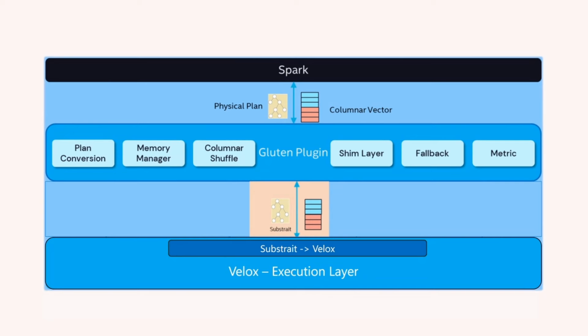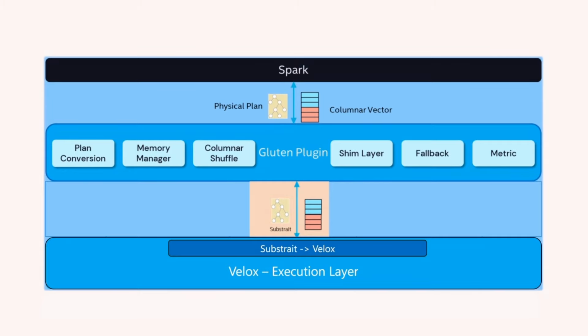Gluten is also intelligent. While it goes through the process of transforming a Spark plan to a native plan, any operators that are not yet supported by the native engine fall back to Spark seamlessly without any failures or exceptions. And these fallbacks to Spark include some columnar to row and row to columnar conversions of the data.